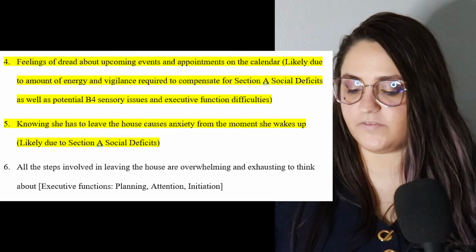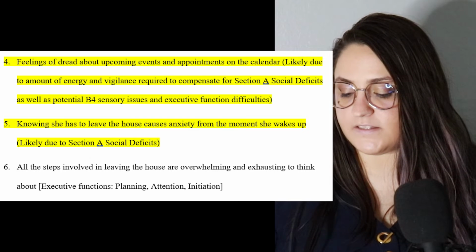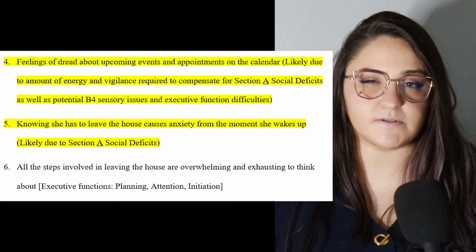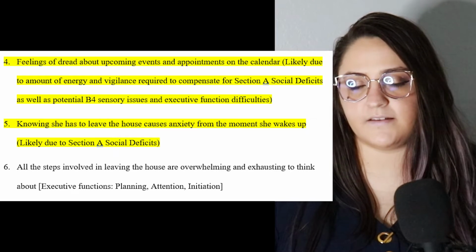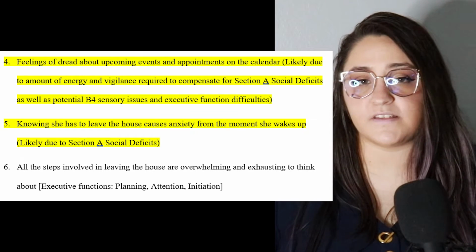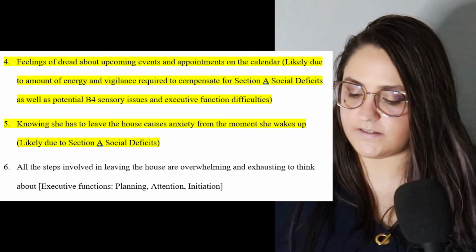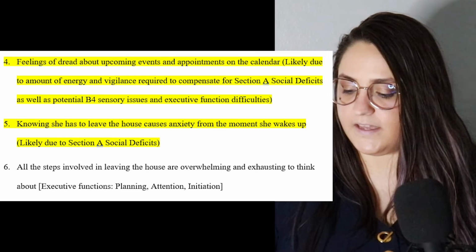Now, all the steps involved in leaving the house are overwhelming and exhausting to think about. This one's not really specific to DSM-5 criteria for ASD, but it's likely due to issues with executive function in the areas of planning, attention, and initiation.